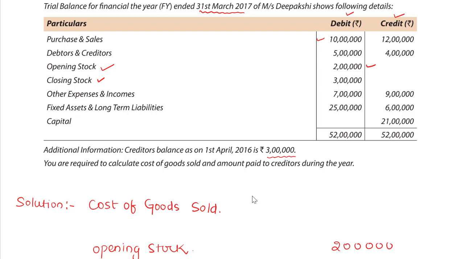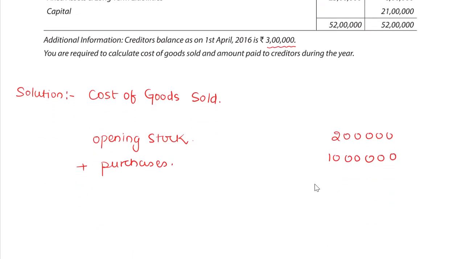See, closing stock is a part of trial balance. That means this closing stock is already adjusted. So we'll not deduct closing stock from here. So 12 lakhs. This is cost of goods sold, COGS.